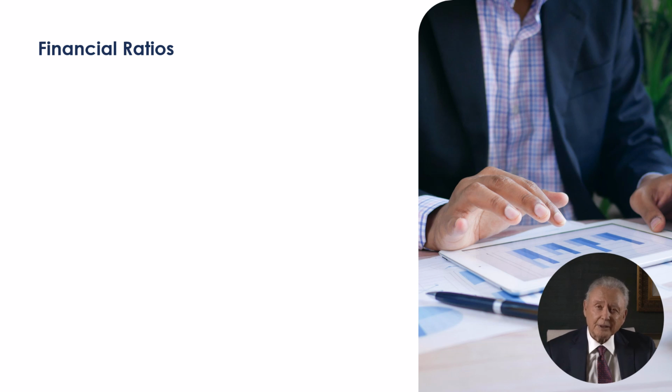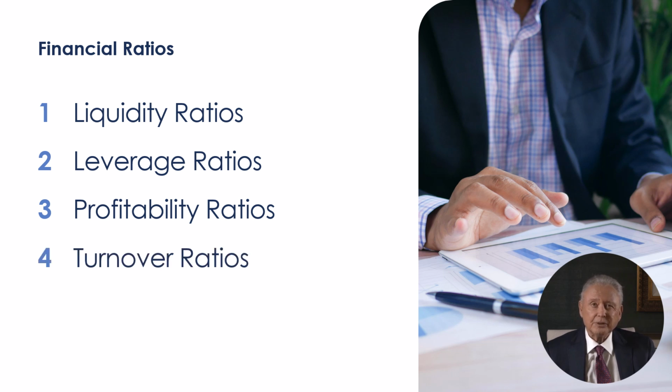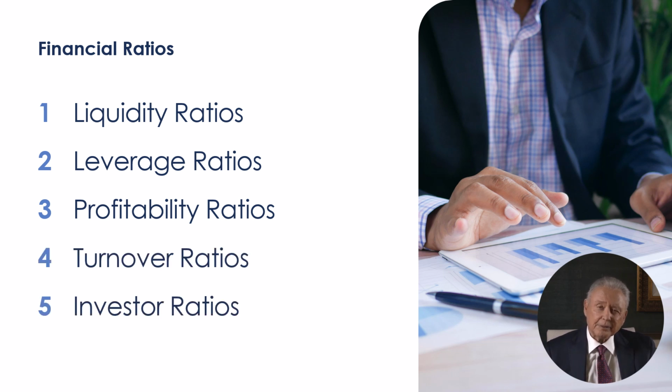We are going to categorize ratios into 5 types shown here. They are 1. Liquidity ratios. 2. Leverage ratios. 3. Profitability ratios. 4. Efficiency ratios. And 5. Investor ratios.